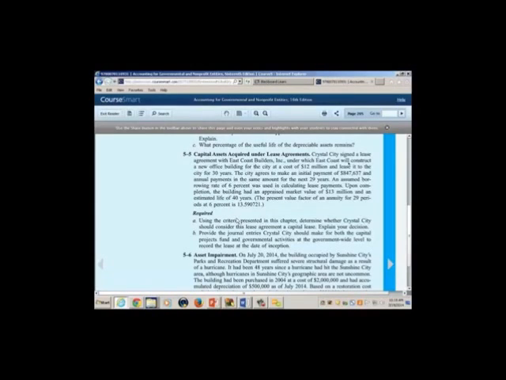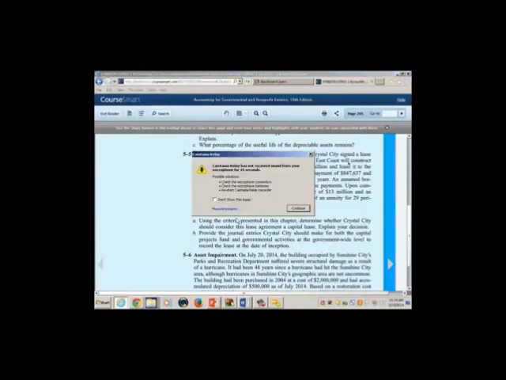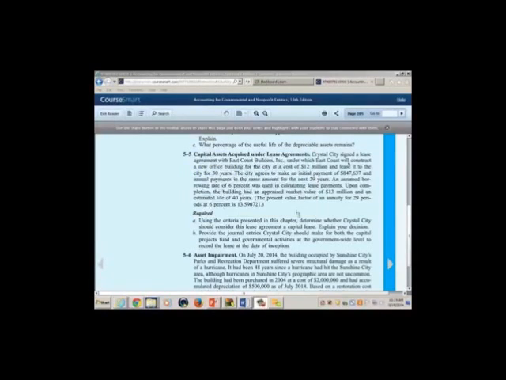So these folks go out and sign a lease. It involves 30 payments, right? First of all, using the criteria presented in this chapter, determine whether this is a capital lease or not. Well, what does it sound like? Yeah, it sounds like it is a capital lease. When you look at it, it has all the markings of a capital lease here.